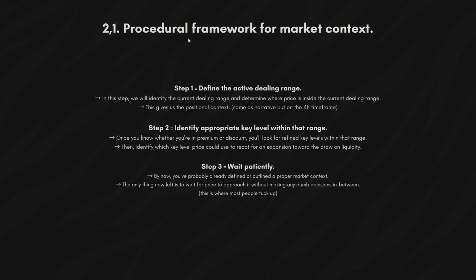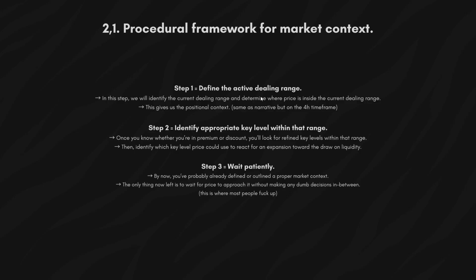Now let's talk about how to actually build a proper market context in real time using this procedural framework. The first step is to define an active, or the most recent, or the most relevant dealing range. Now, the important thing here is that this dealing range can't be just a random one. It can't be in either direction. Instead, it must be aligned with the higher time frame directional bias.